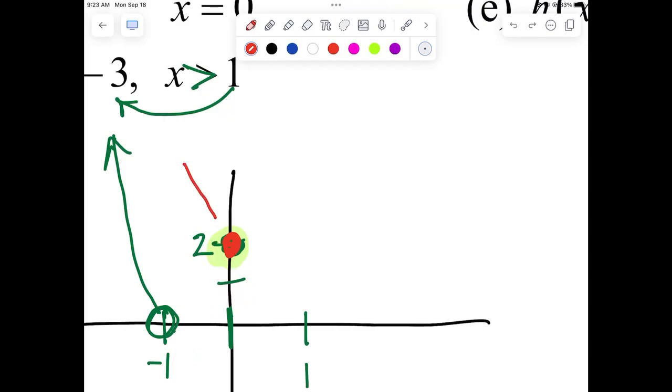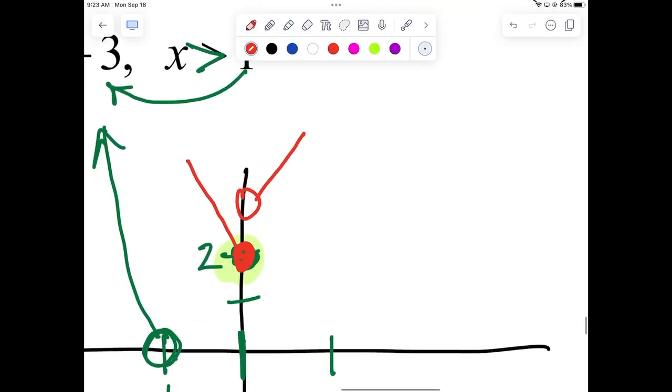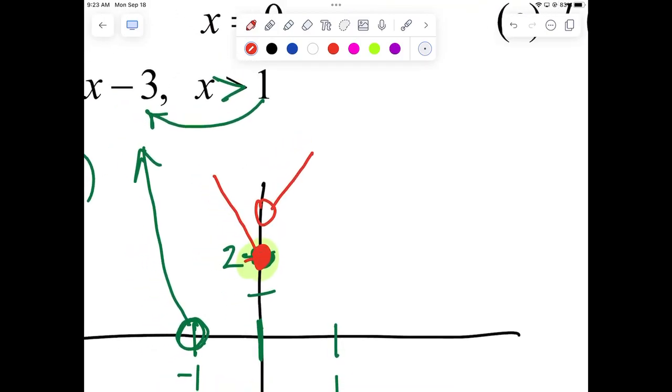What if it looked like this? It came like that, and then it looked like this. Would that be a local max or a local min? That would be a local min, because immediately to the left and right, we see values that are higher. That would be a local min. What if we had that?